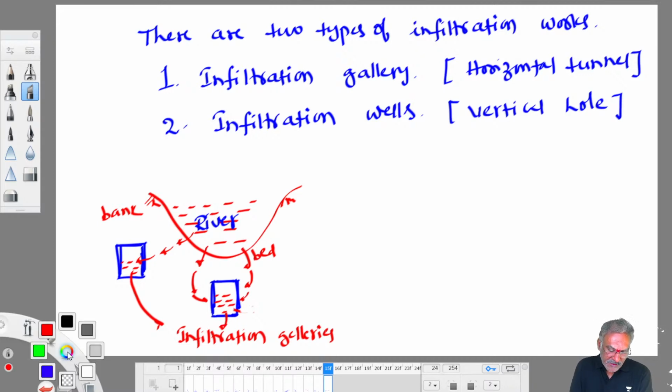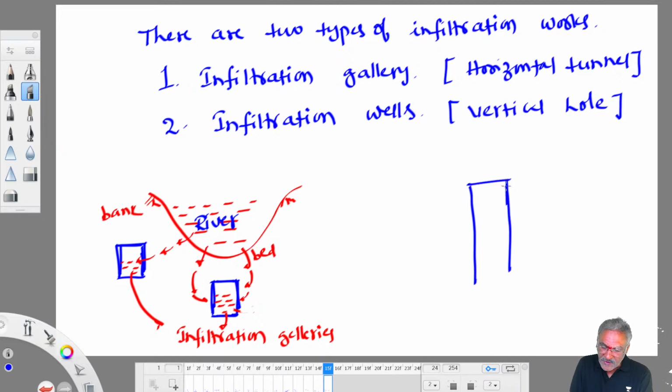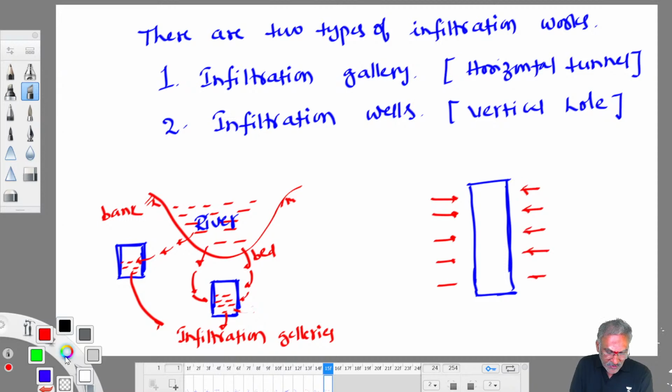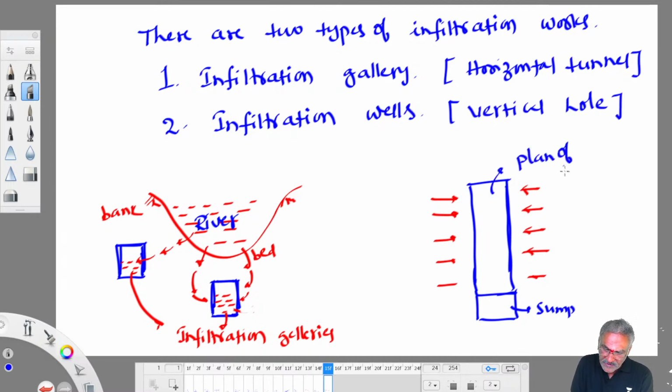If you see the plan of this one below ground, it is like this. It always collects water from the sides. Water will be rushing towards the gallery, flowing like this, and finally accumulates in the gallery, and we collect it at one common point called a sump. This is a sump. So all this water finally accumulates in the sump. This is a plan of an infiltration gallery.